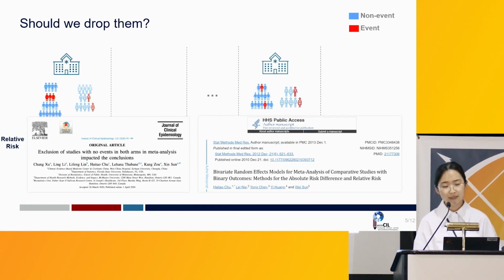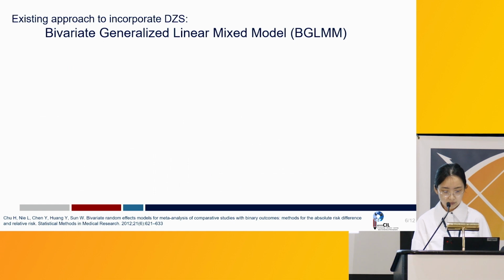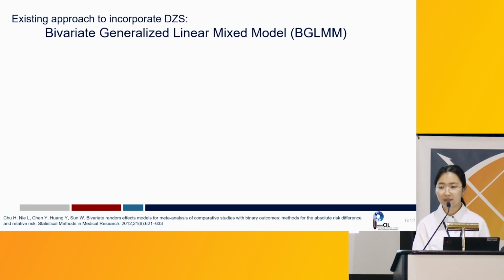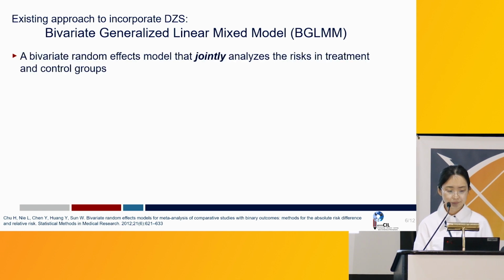However, there have been studies showing that the exclusion of double zero studies impacted the conclusions. And furthermore, since we want network studies where anyone can contribute, we need a solution to handle the double zero studies. One approach to include the double zero studies in the analysis is to use some one-stage methods, for example, the bivariate generalized linear mix models, or BGLMM.